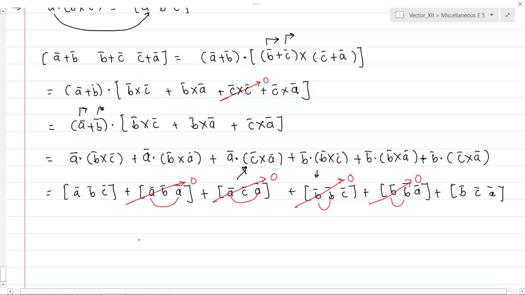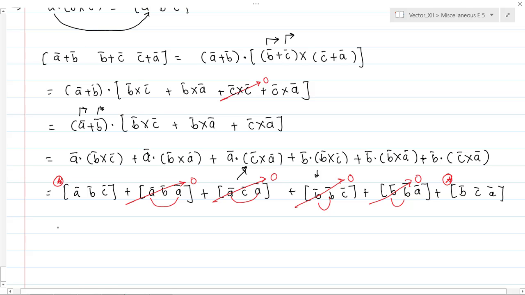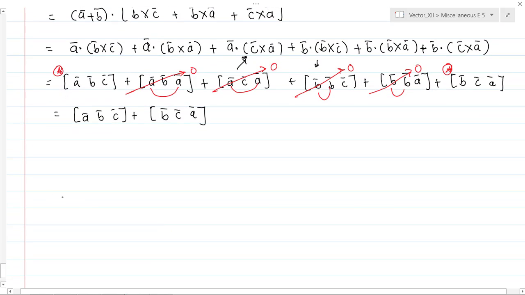So what is remaining then? The first term and the last term are remaining. Okay, now let's take them on one side. So you will have box of a bar, b bar, c bar plus box of b bar, c bar, a bar. And the next property of this triple product says that any cyclic change will not affect the box product. So we'll keep this a bar, b bar, c bar as it is.